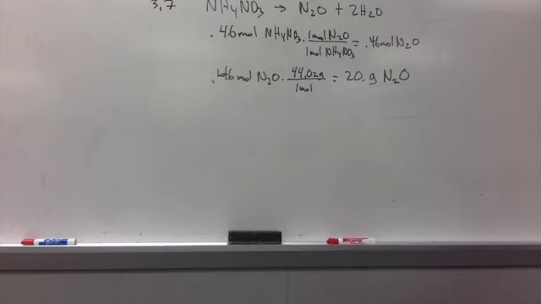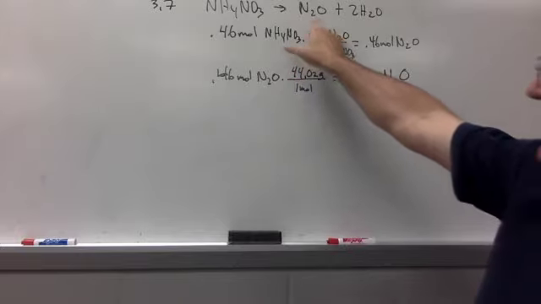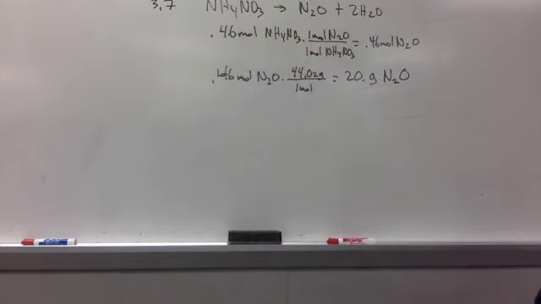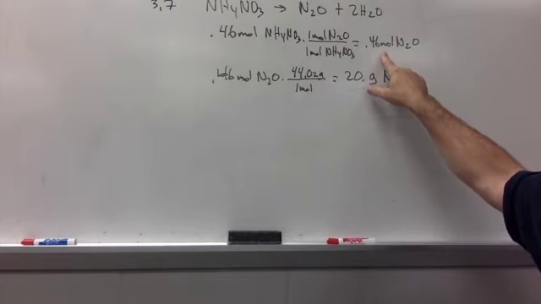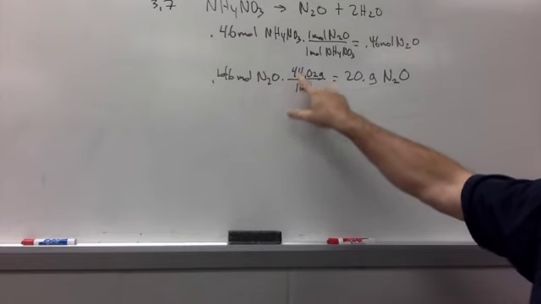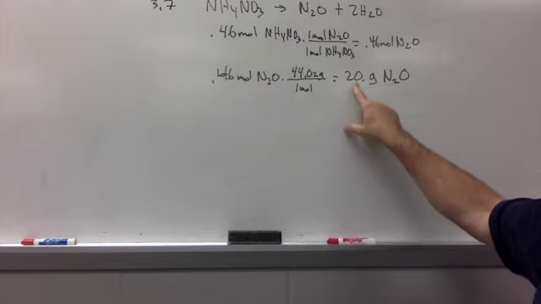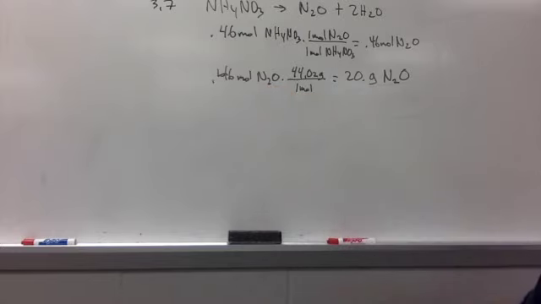Letter B, how many grams of N2O are formed if 0.46 moles of NH4NO3 is used in the reaction? 0.46 moles NH4NO3 times 1-to-1 ratio of N2O to NH4NO3 means 0.46 moles of N2O are formed. 0.46 moles N2O times 44.02 molar mass of N2O per mole equals 20 grams N2O, and that's with 2 sig figs.